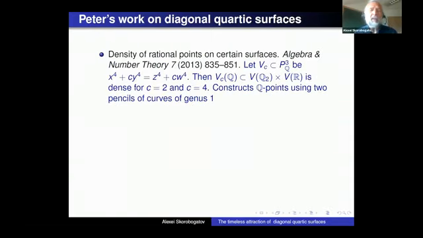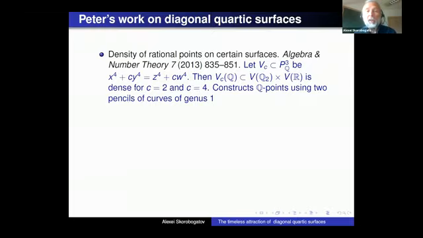Okay, and then later Peter looked at diagonal quartics from a different perspective. So consider this particular kind of diagonal quartic equation where two coefficients equal 1 and two other coefficients are equal, let's say some integer c. And then again, because the product of four coefficients is a square, this surface has two pencils of genus 1 curves.